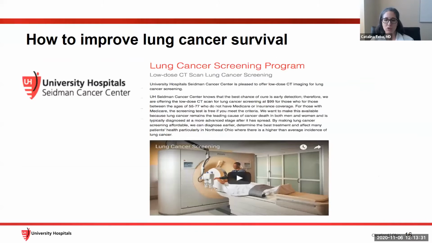So the goal is to find lung cancer sooner rather than later. So we do lung cancer screening here at University Hospitals.